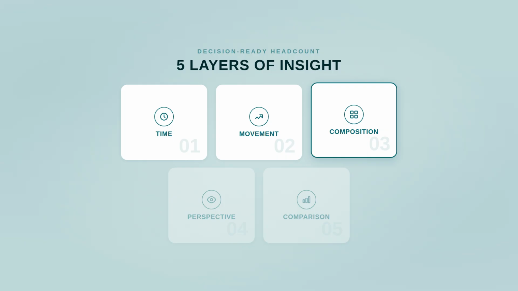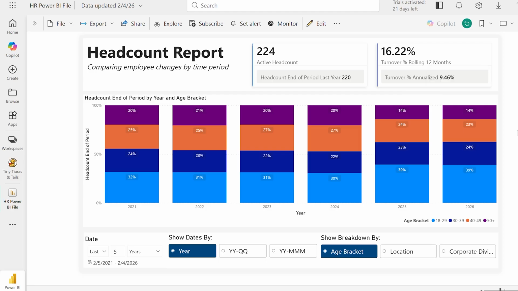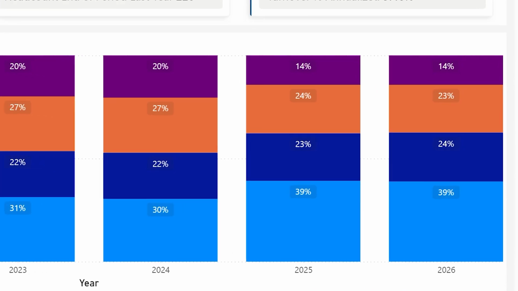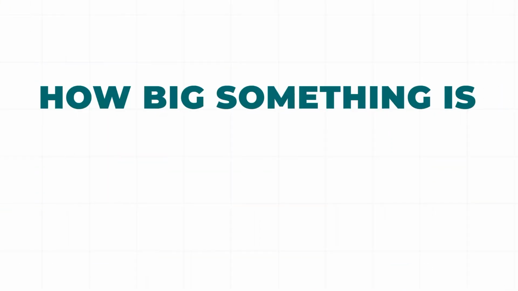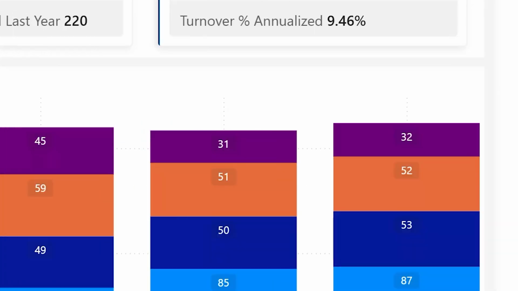So now we can see how headcount is broken down, but there's still a question around absolute numbers because they can obscure if something's growing or just keeping pace. The way we display data absolutely changes how people see it. For example, if we switch to a 100% stacked percentage view, you can see now that operations is actually becoming a larger share of the overall workforce. This is the difference between knowing how big something is and knowing how significant it might be.